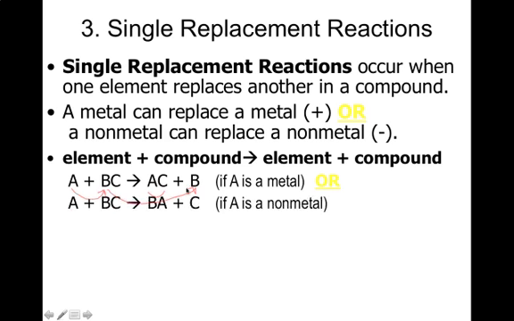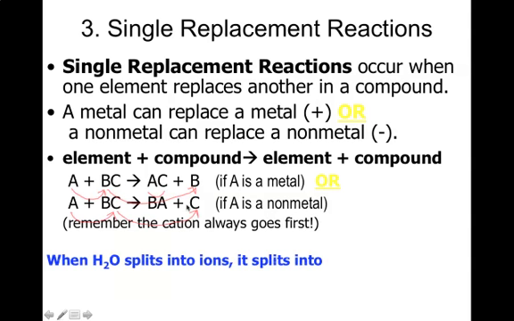Okay? If A is a non-metal, then A comes in and bumps out C, okay? And B and A get to be together and C is bumped out alone. Remember, the cation always goes first. So when H2O splits into ions, it splits into H plus and OH minus, not H plus and O minus 2.